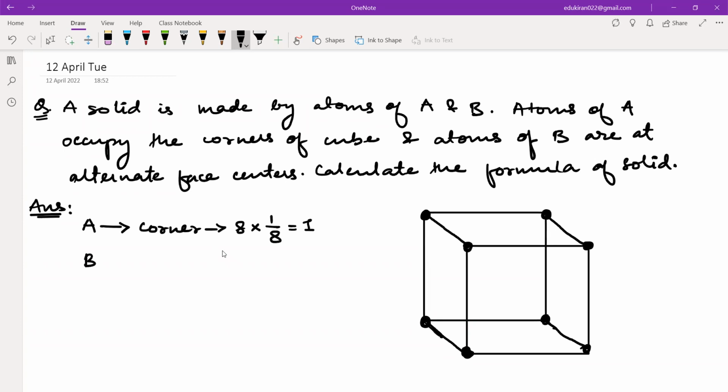And there are atoms of B, and these atoms are at alternate. So this word is important, that these are in alternate face centers. So in how many face centers will there be atoms? What have you taken, tell me. How many atoms are there in face centers? Tell me.